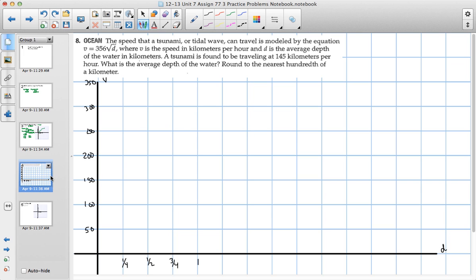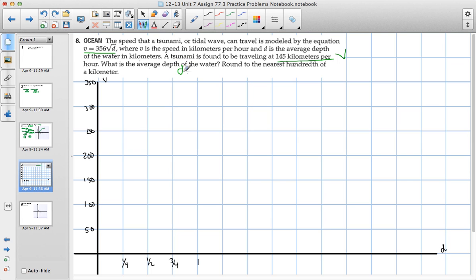So the speed that the tsunami or tidal wave can travel is modeled by this equation here, v equals 356 times the square root of d. V is the speed in kilometers per hour, and that I have put on my y-axis. And then d is the average depth, and I've put that on my x-axis. A tsunami is found to be traveling at 145 kilometers per hour, so that the speed in kilometers per hour is v. What's the average depth of the water?